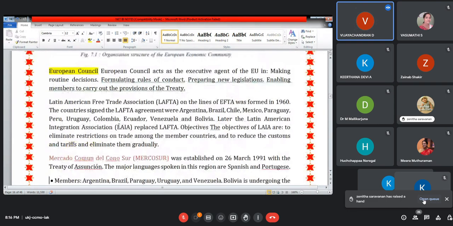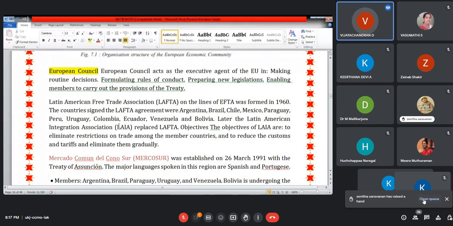LAFTA. I told NAFTA, AFTA. Now I am telling LAFTA. LAFTA means Latin American Free Trade Association, formed in the year 1960. What are its member countries? Brazil, Argentina, Chile, Mexico, Uruguay, Peru, Colombia, Ecuador, Venezuela, Bolivia.